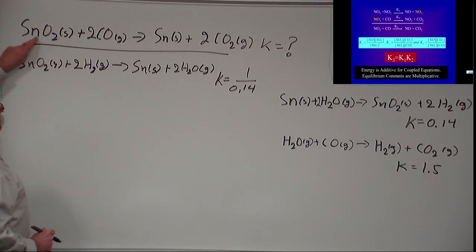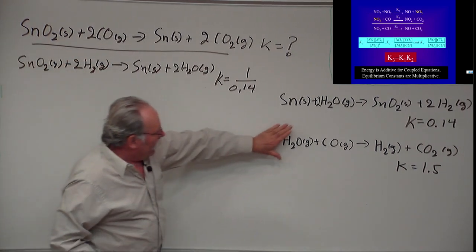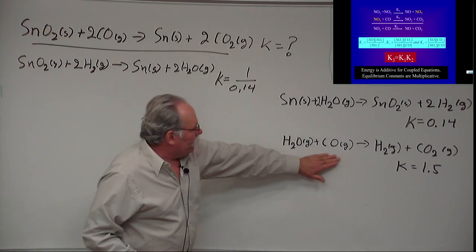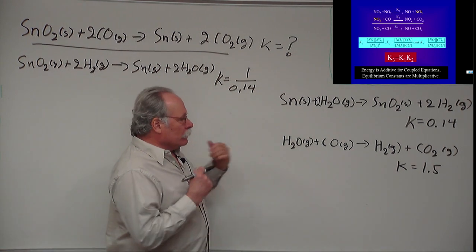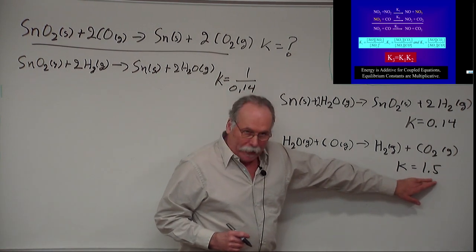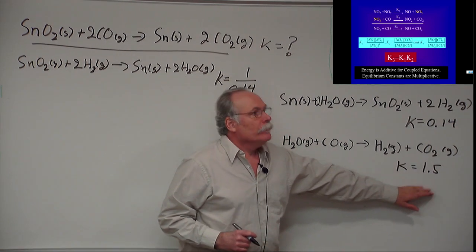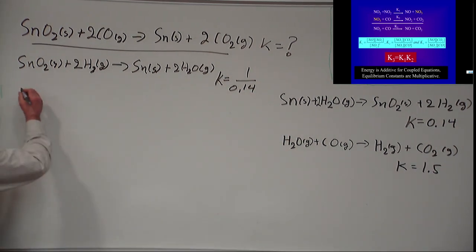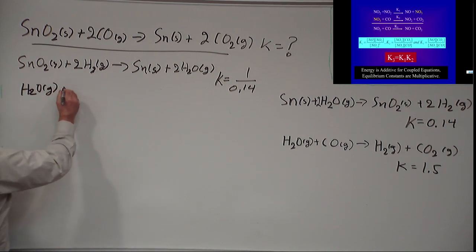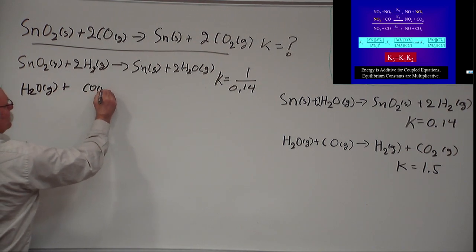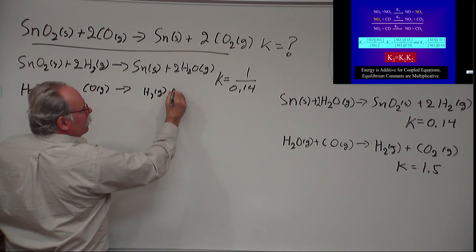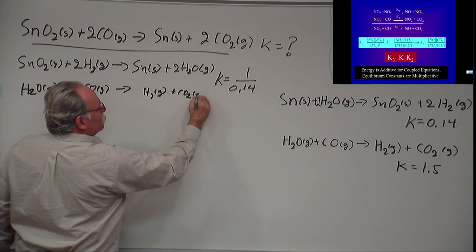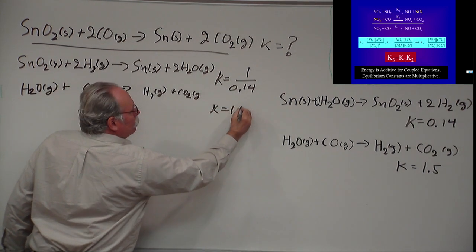Now I've got SnO2. I need something with CO. I have this equation here, but it only has one of them. So I'm going to need two of them. If there were energies, we add them, but since they're equilibrium constants, it's 1.5 squared. That is, we multiply it by itself twice. We don't add them. So I'm going to do this sort of in two steps. H2O is a gas, plus CO as a gas, forming H2 as a gas, plus CO2 as a gas. And this K is equal to 1.5.